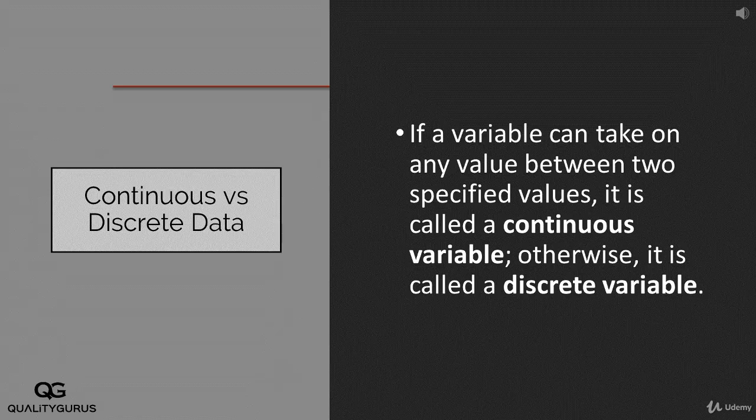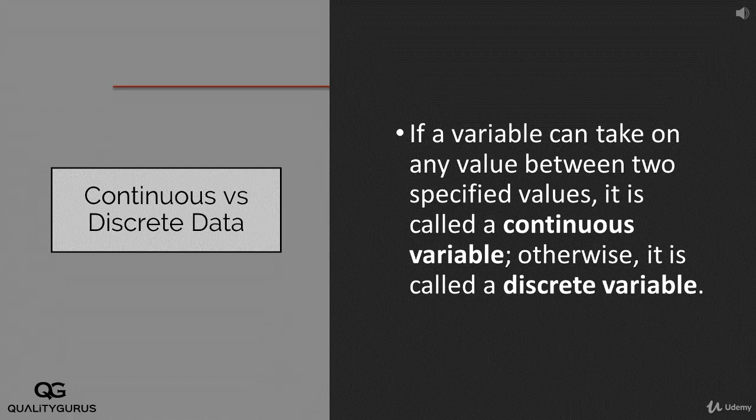Let's stick to the data types which we have already talked about earlier. Data could be continuous, data could be discrete. If a variable can take any value between two specified values, then this is called a continuous variable, and the other one is the discrete.